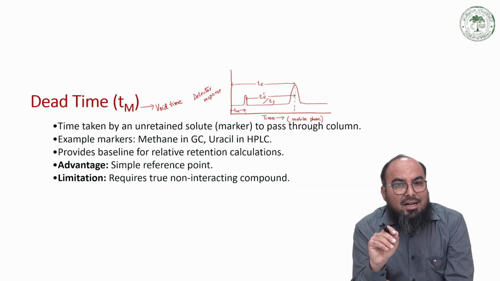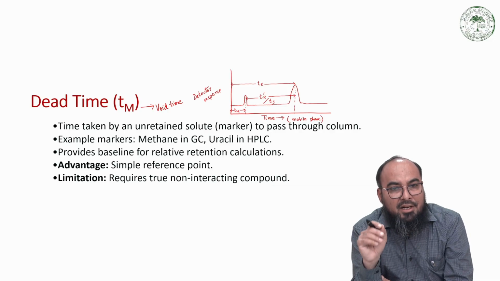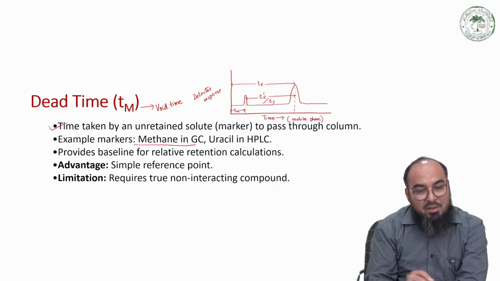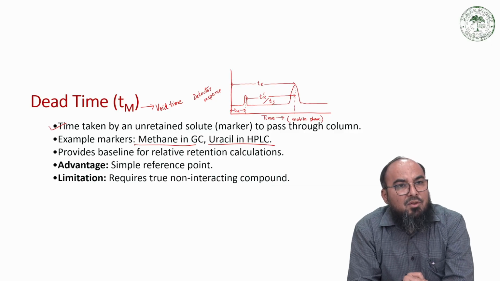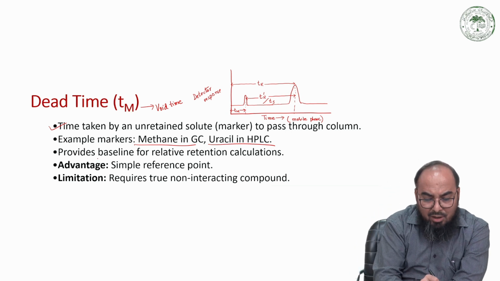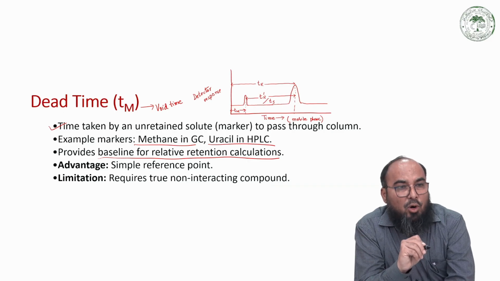Now there are certain markers, certain compounds which do not get retained, which do not interact with the stationary phase, and the examples are methane in gas chromatography, similarly uracil in high performance liquid chromatography. These are the substances which have zero interaction with the stationary phase. So Tm provides you a baseline for relative retention calculations. It is a sort of reference point, a starting point.